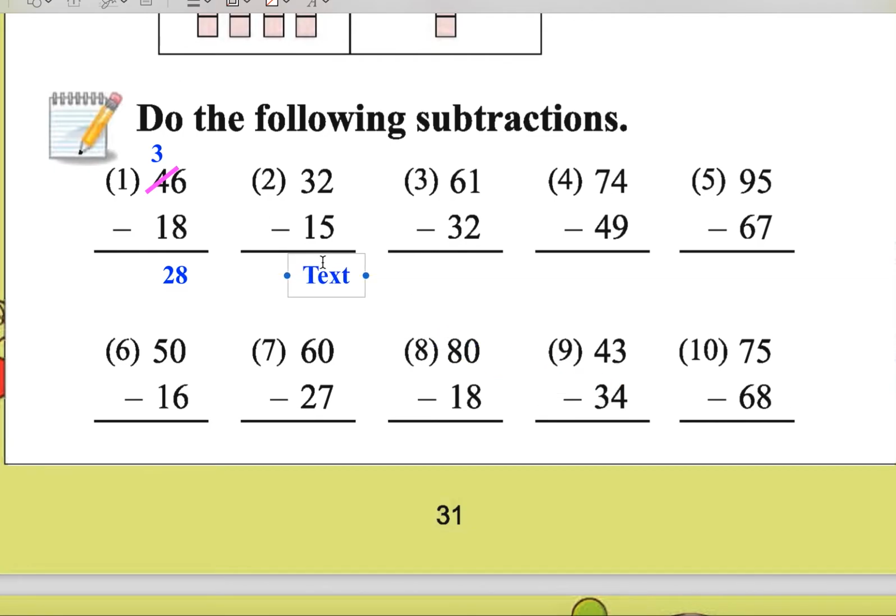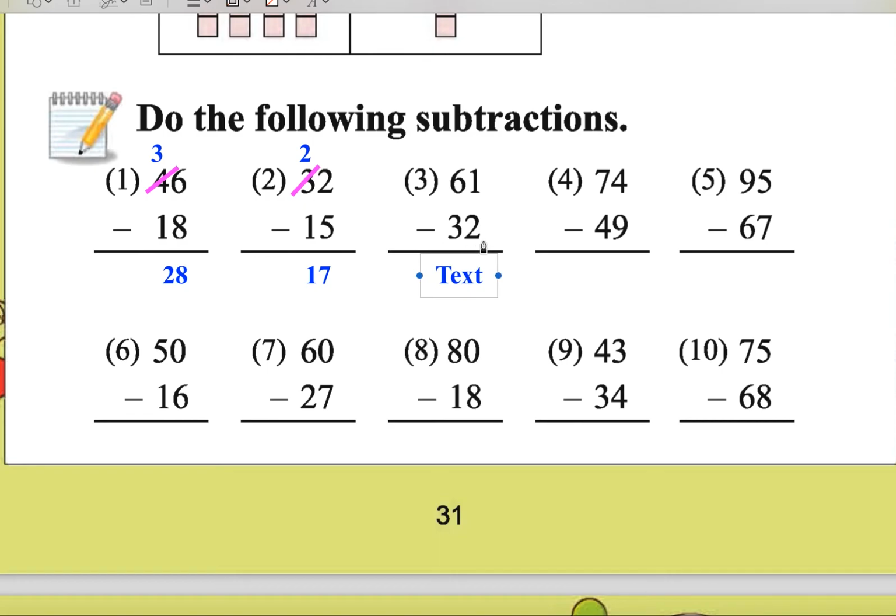Similarly, we need to strike this one down, or not up to 2, only 3 you need to strike, right? So that becomes 2. This becomes 12 minus 5 is 7, right? 2 minus 1 is 1, yeah, right. So this is 17. Got the point, right?